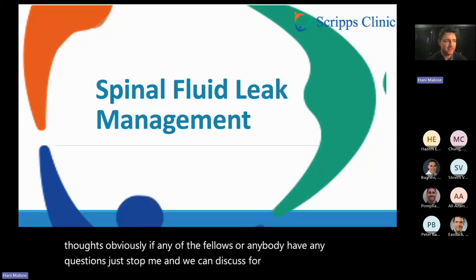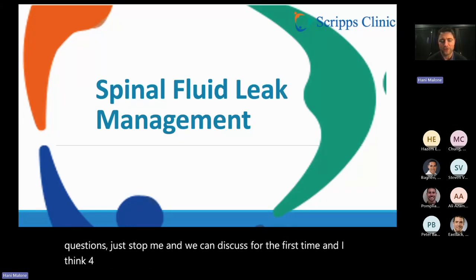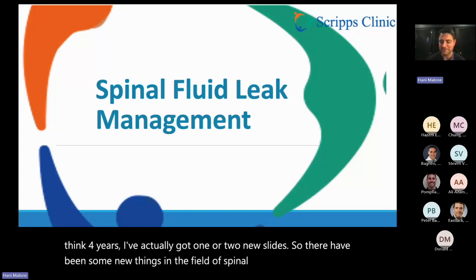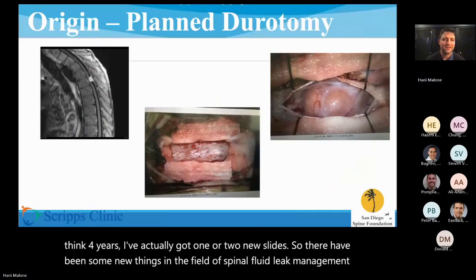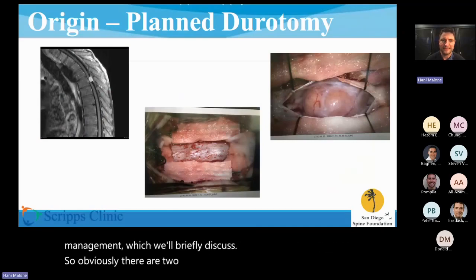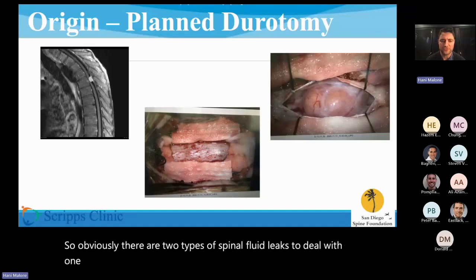For the first time in I think 4 years, I've actually got one or two new slides. So there have been some new things in the field of spinal fluid leak management, which we'll briefly discuss. So, obviously, there are two types of spinal fluid leaks to deal with. One is a planned durotomy for intradural pathology, and the other is an iatrogenic or unplanned durotomy.